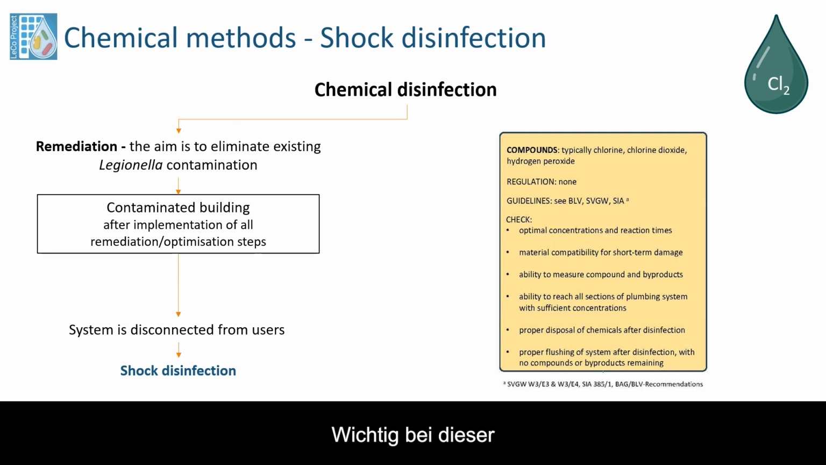Important for this shock disinfection method is that the optimal concentration and reaction times are chosen and material compatibility is checked. Every building plumbing system is built with different materials, and these chemicals do not only react with the biofilm or with the Legionella in the system, but with the whole system, so also with the tubing. So it's important to assess this.